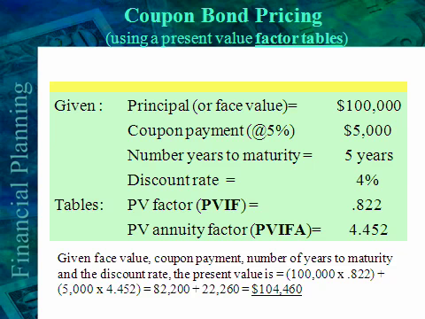Referring to the table on this slide, you see that the PV factor for a one-time cash flow received in 5 years is 0.822, and the present value annuity factor for the stream of cash flow is 4.452. Given the face value, the coupon payment, the number of years to maturity, and the discount rate, the present value is $100,000 times 0.822 plus 5,000 times 4.452, which equals $104,460.